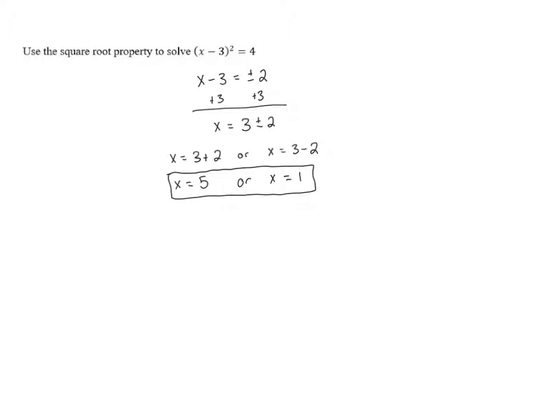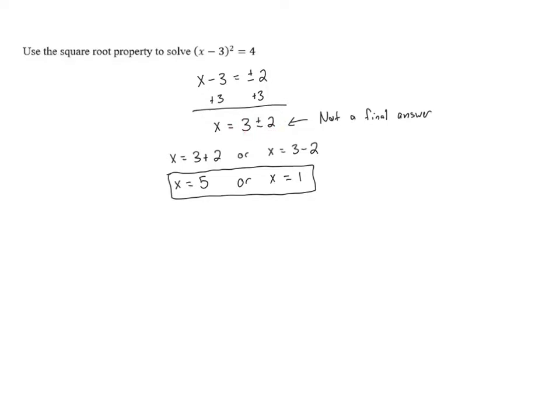In this case, we do not want to leave x equals 3 plus or minus 2 as a final answer. This is not a final answer. And the reason is because 3 and 2 can be combined. And so it's a lot nicer if someone asks you, what are the two answers or what are the two possibilities? It's much easier and a much clearer answer to say x equals 5 or x equals 1 than to say x equals 3 plus or minus 2.